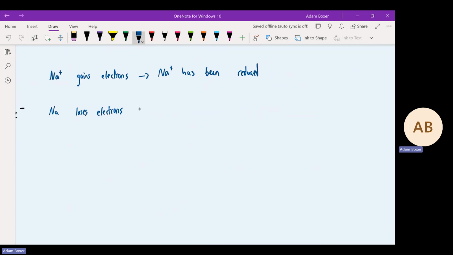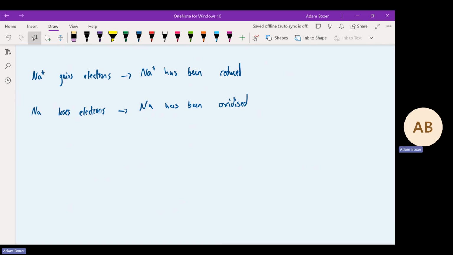Now, annoyingly, the term that we use for this process is that Na has been oxidized. That's very similar to a term you've used earlier in the course when you're talking about the addition of oxygen. But in principle, you've got two ways of defining it. The way we're defining oxidize or oxidation today is that we're just losing electrons. So if that Na turns to Na plus, it's losing electrons.